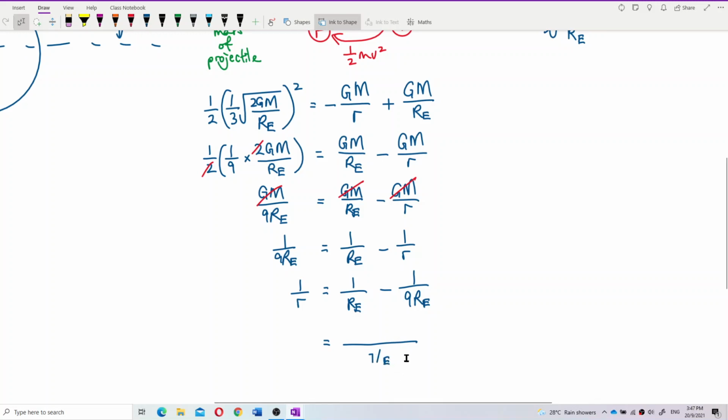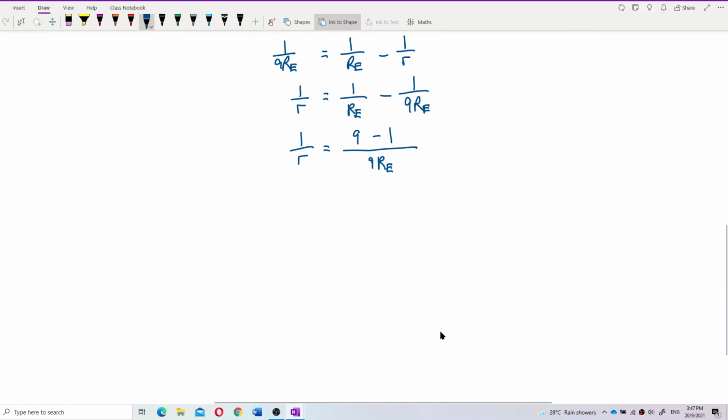What is this? 9 re. This one is this one multiply 9. Multiply 9 below, multiply 9 on top, also multiply 9. I get this one minus 1. This is 1/r, and then following, 1/r is equal to 8/9 re. So what is my r? My r is 9 re over 8.